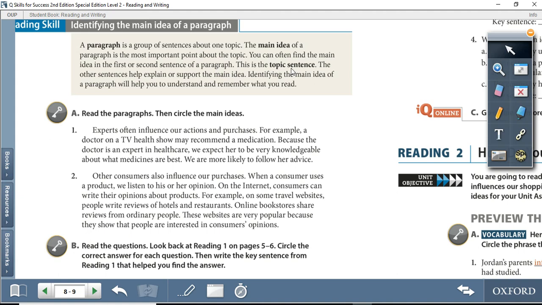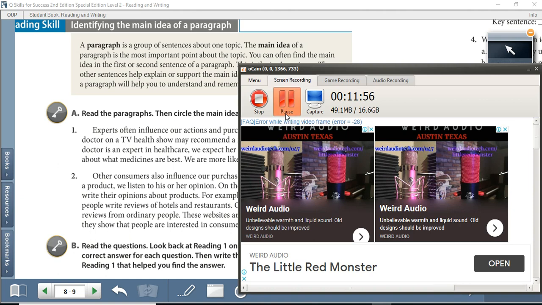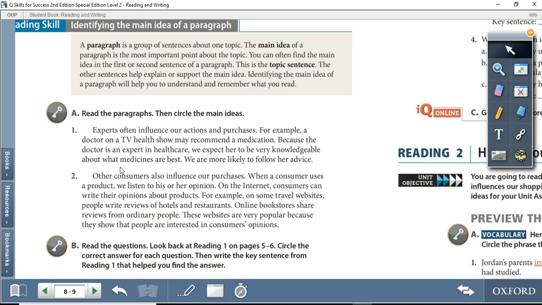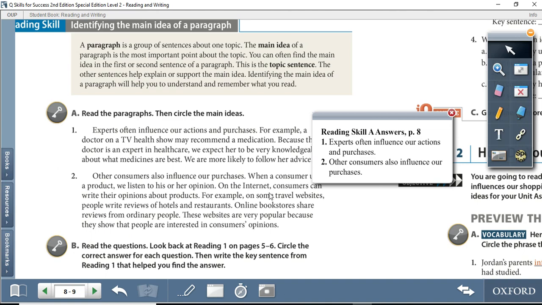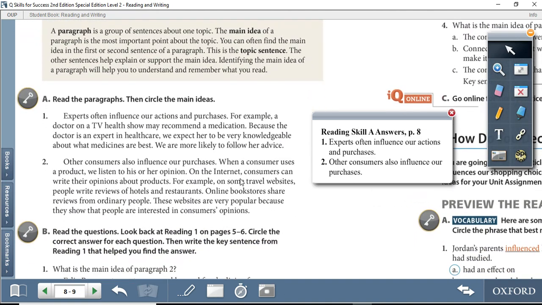So the sentence that contains the main idea is called the topic sentence. The other sentences help explain or support the main idea. Identifying the main idea of a paragraph will help you to understand and remember what you read. In activity A, you need to read the paragraphs, then circle the main idea. So first of all, read the paragraphs, then circle the main idea.